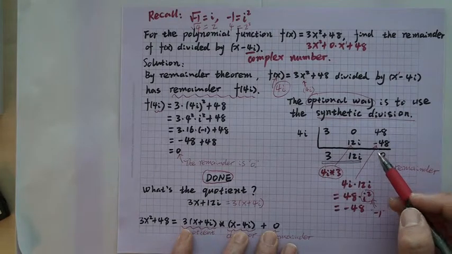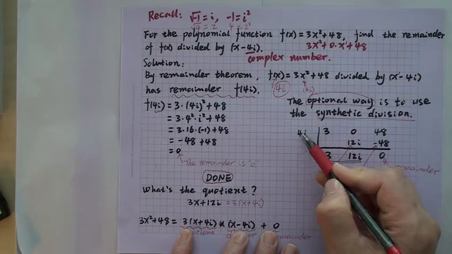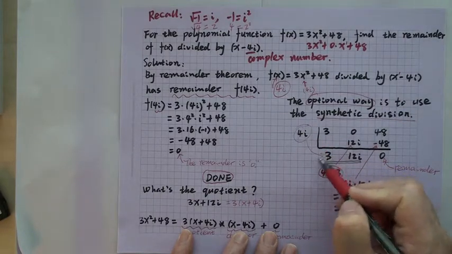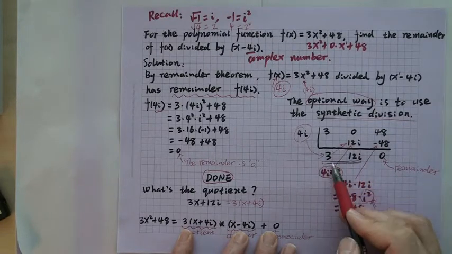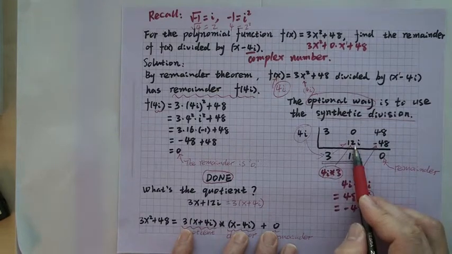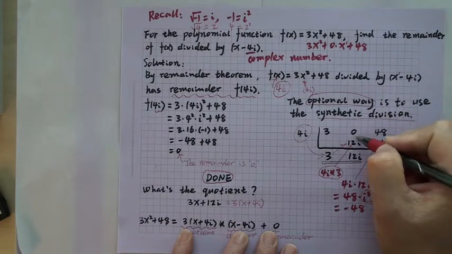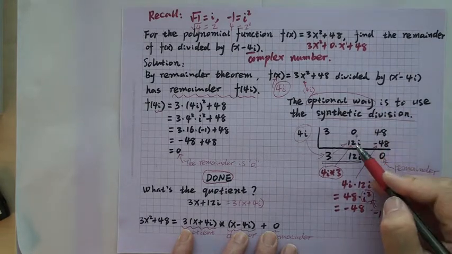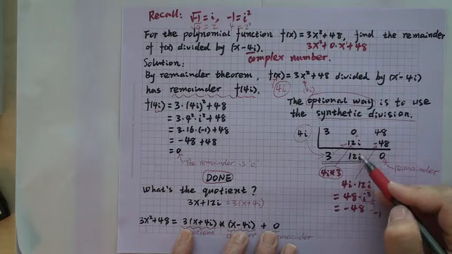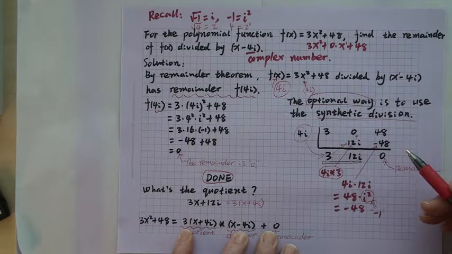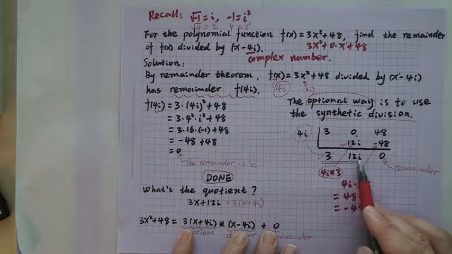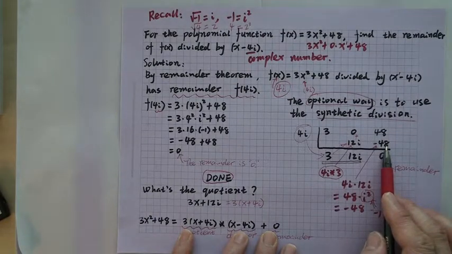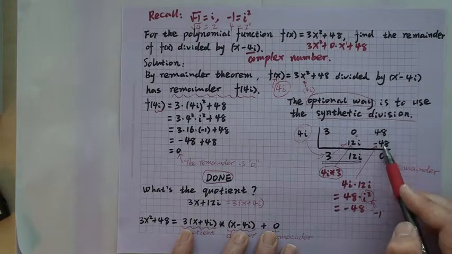Recall the algorithm: this number 4i times 3, and you put it right here. So 4i times 3 is 12i, and add those numbers together. 0 plus 12i is 12i. Again, 4i times 12i is negative 48, and then you add together, and it is 0.